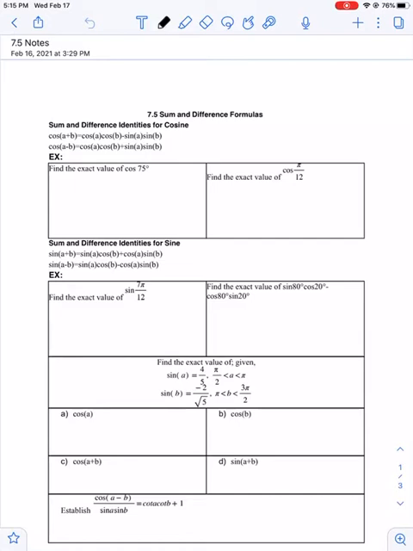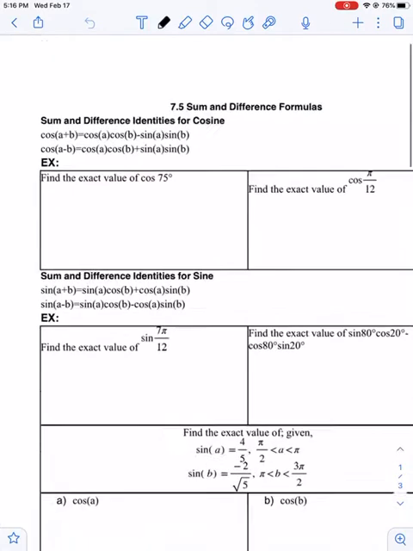Hello, class. Okay, so today we're doing 7.5 sum and difference formulas. So these are just formulas we have to remember. Haha, just kidding. I'm going to give them to you. So let's just jump into it. I'll give you these formulas, but we need to know how to use them.